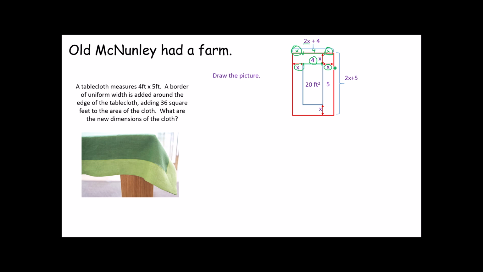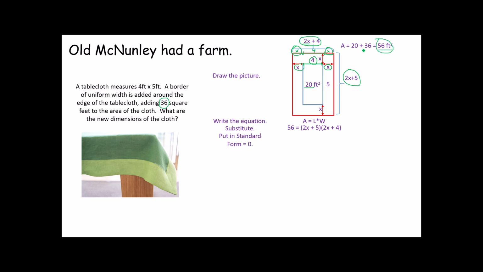This example is probably the most difficult out of all the application problems we're going to do. Fortunately, you've already done the hard part. Don't forget, you also know that the total area is 56. That's the original 20 and the 36 that you added. Let's just write our equation. Length times width. I'm going to substitute in the values that we just said. That is a length of 2x plus 5 times a width of 2x plus 4 equals my area of 56.